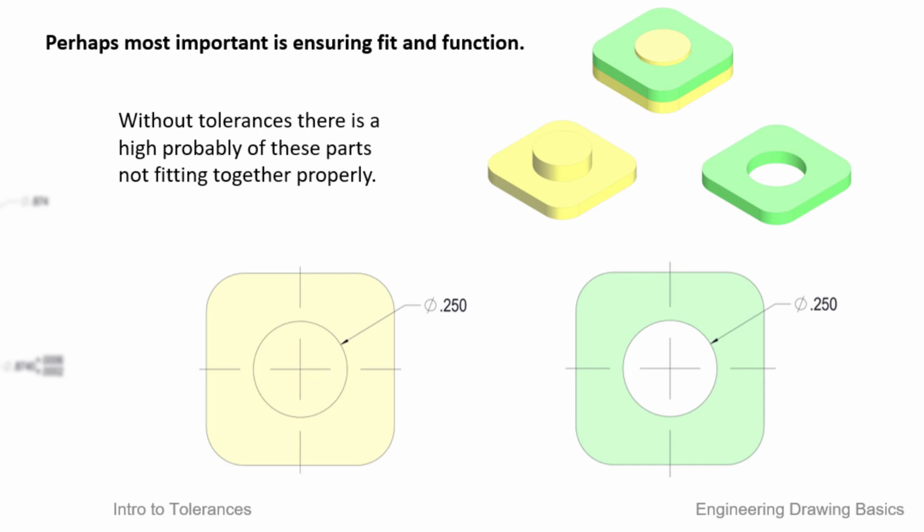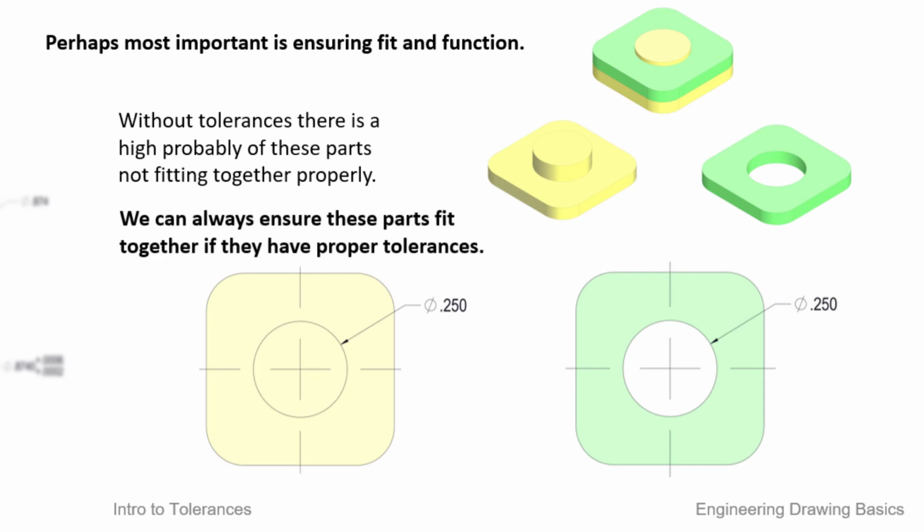Now, if you receive this part on your print, you may not have information on the other part. So you need to know what the manufacturing limits are to make sure that this part can be approved, and therefore when it gets sent into assembly, will assemble together properly. We can always ensure these parts fit together if they have proper tolerances.